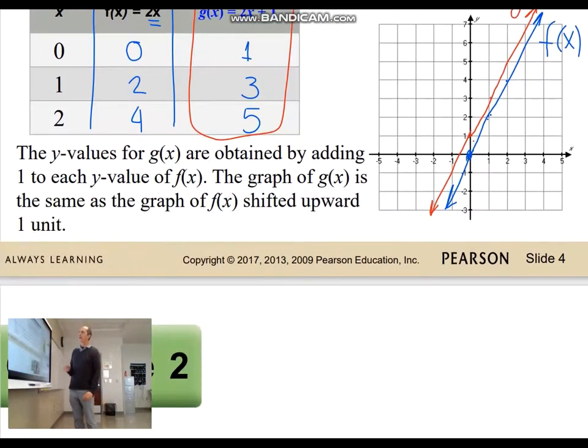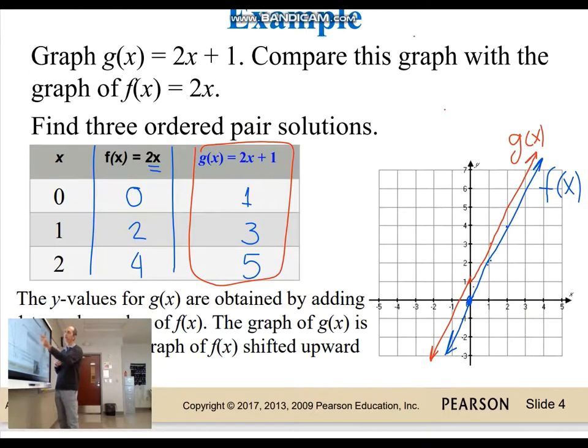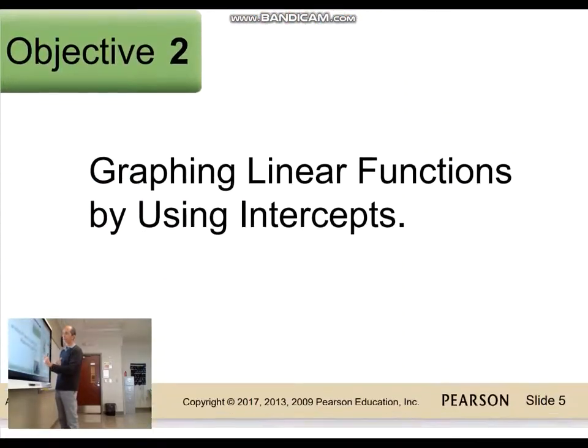The y values for g(x) are obtained by adding 1 to each y value of f(x). The graph is the same, but is shifted upwards. That means when we add 1 unit to the function, we shift the graph. The red one is like the blue one, shifted 1 unit upwards. That's the effect of adding 1 unit to the function.